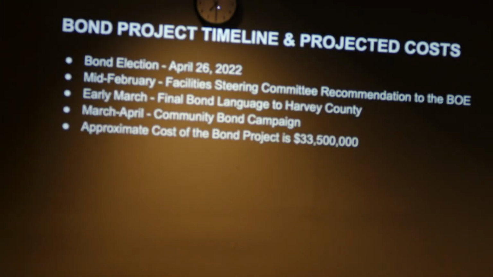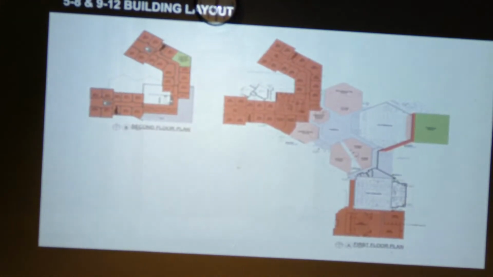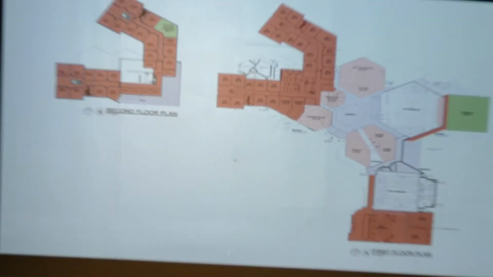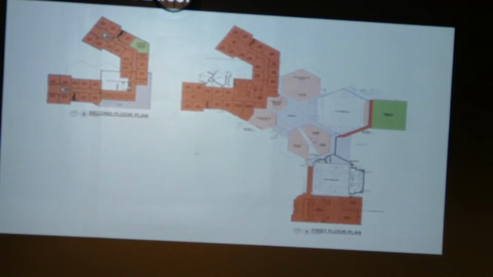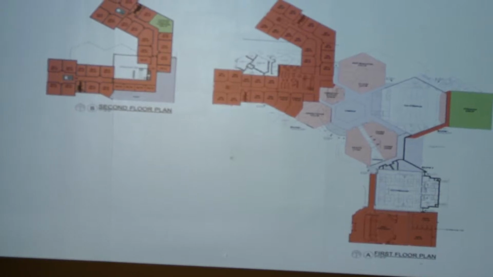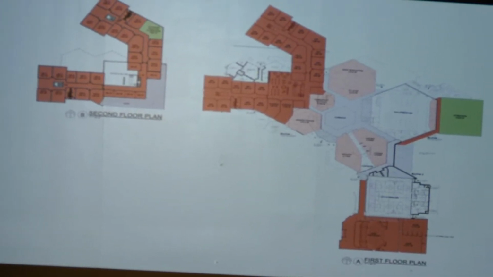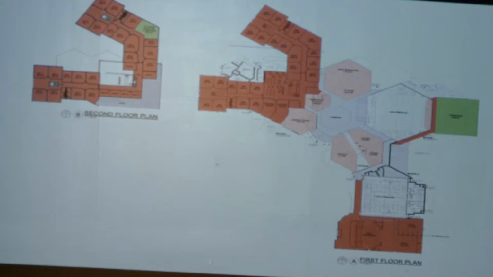Maybe you want to talk about office space for high school and middle school? Sure. So we currently have an office area for the high school, but we really want this to have a 5-8 and 9-12 feel. We want to maintain the elements that we love about 5th through 8th grade, and we believe we can do that and also operate a 9-12 system as well.